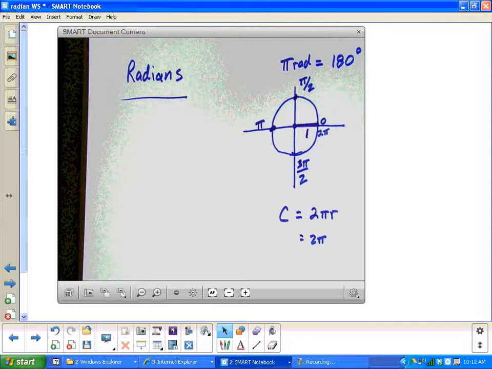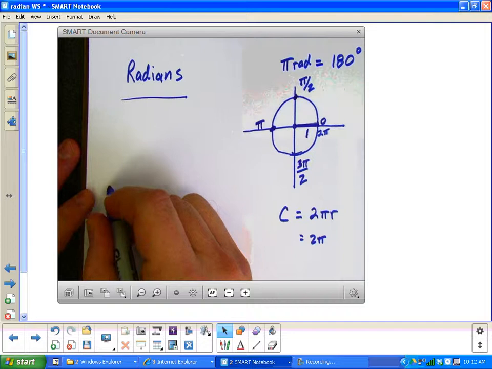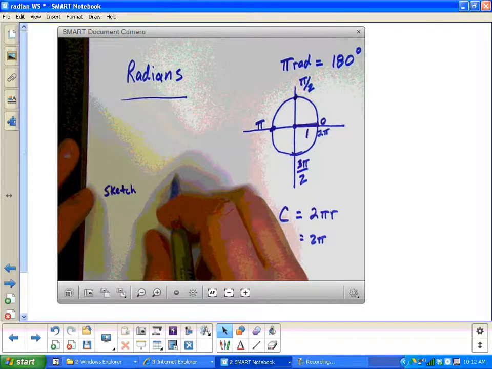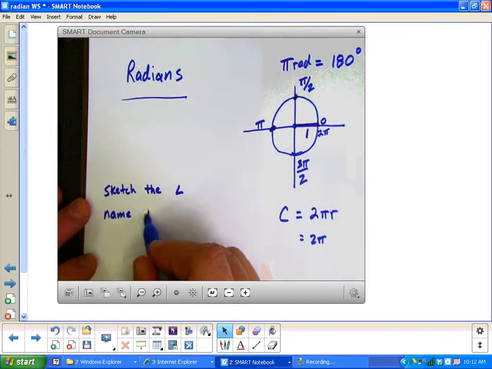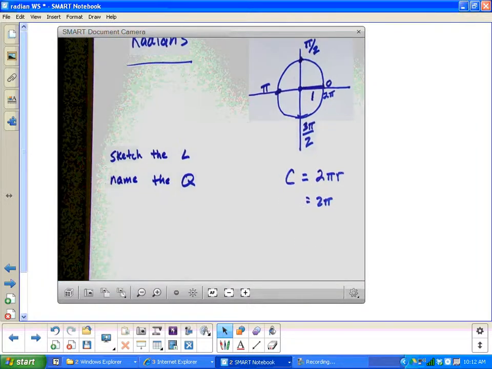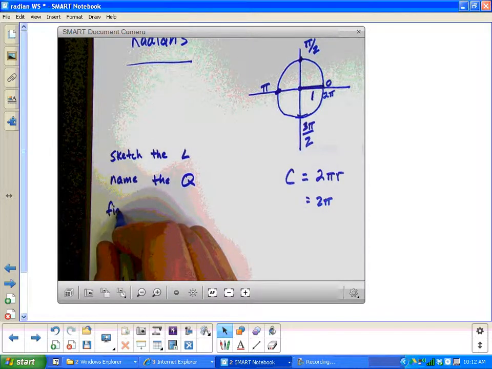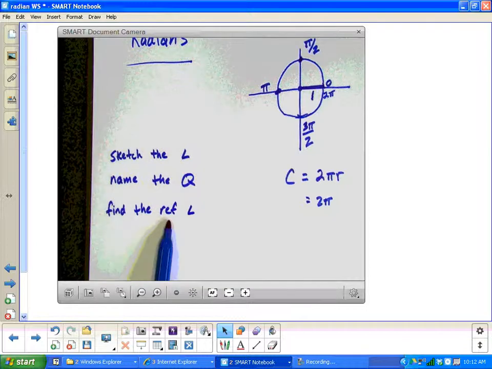Okay, so we're going to do what the directions on your worksheet say. We're going to sketch the angle. It's going to be in radians. So we're going to sketch the angle, name the quadrant. I'll just use capital Q for quadrant. Sketch the angle, name the quadrant, and then find the reference angle. Remember, the reference angle is the acute angle formed by the x-axis.